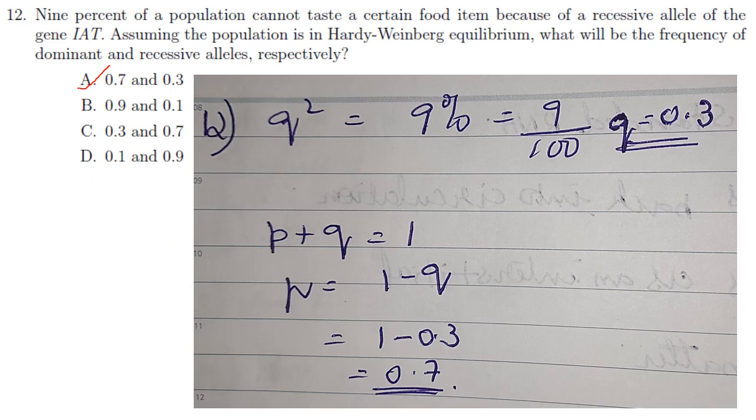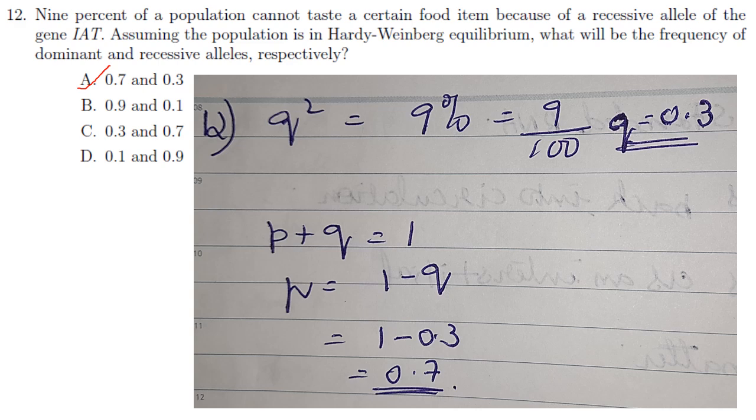Then next one. 9% of a population cannot taste a certain food item because of the recessive allele of a gene IAT. Assuming the population is in Hardy-Weinberg equilibrium, what will be the frequency of dominant and recessive alleles respectively? So you have to see for the value of P and Q here. P will be the frequency of dominant allele and Q will be the frequency of recessive allele. Q they have already given in the question as 9%. So Q square is equal to 9%. 9 by 100, Q will be 0.3. Not Q square, Q will be 0.3.